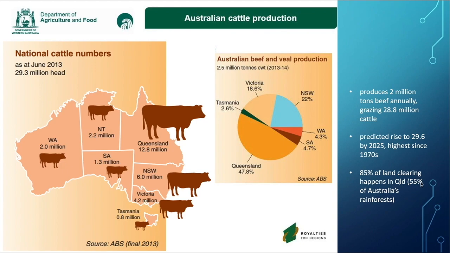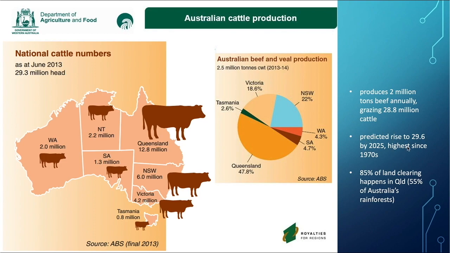So basically, we're clearing forests to graze, and on par with how Brazil is doing that to the Amazon, we are doing exactly the same thing, but we just don't really talk about it. You can see those figures very nicely here. We produce 2 million tonnes of beef annually, currently grazing 28.8 million cattle as of this year. That's predicted to rise to 29.6 million by 2025, and that's the highest since the 1970s.